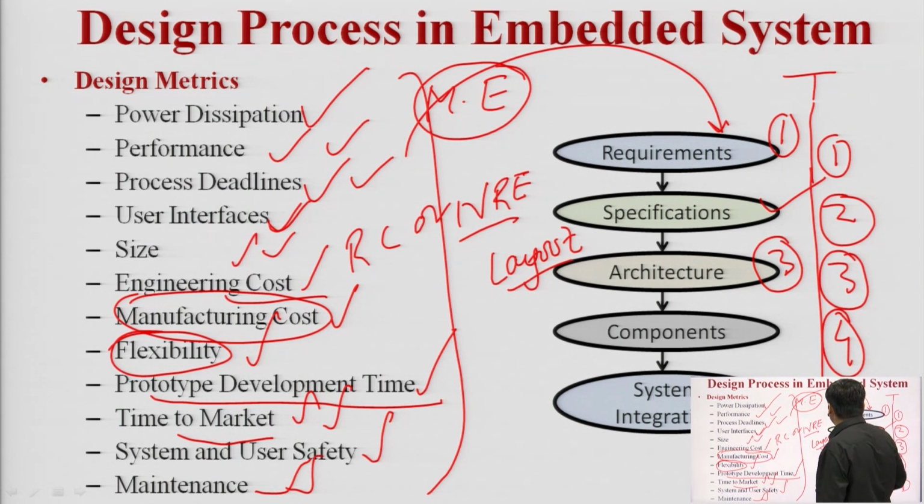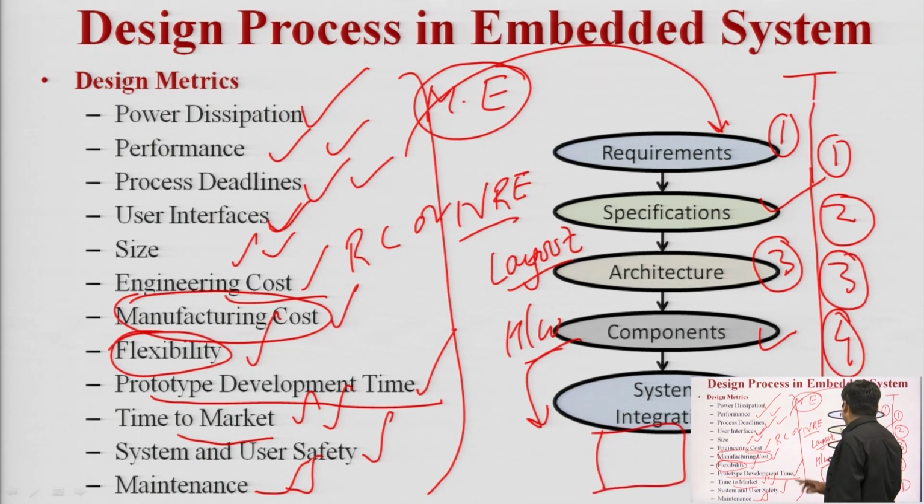We are talking about step number 3, and after that, the components. What are the different components that can be used in our embedded system? It may be a hardware component, it may be a software component. After selecting all these things, we integrate our components into the system. Integration means into our processor or IC. System integration means that we have designed the system and finally integrated it into the final chip after testing and verification. So, these are the general design steps.